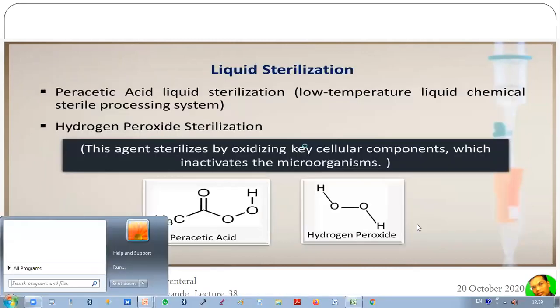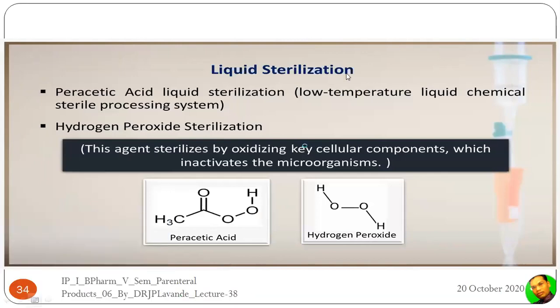In liquid sterilization methods, we can use different kinds of liquids, like the peracetic acid liquid sterilization method. Generally a low temperature liquid chemical sterilization process system is used, and the hydrogen peroxide sterilization method. This agent sterilizes by oxidizing key cellular components, which inactivates the microorganism. So this is the structure for peracetic acid and this is the structure for hydrogen peroxide. It is H2O2.